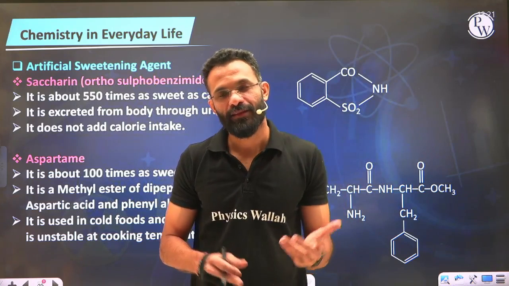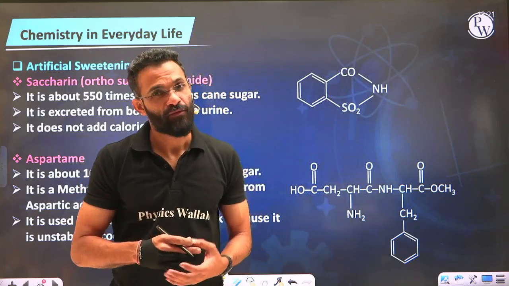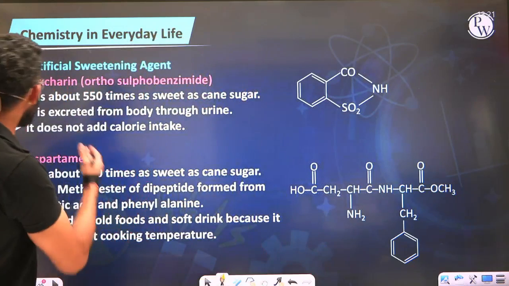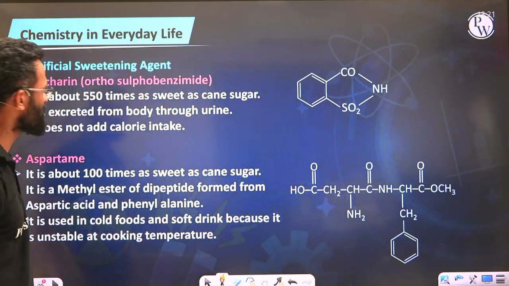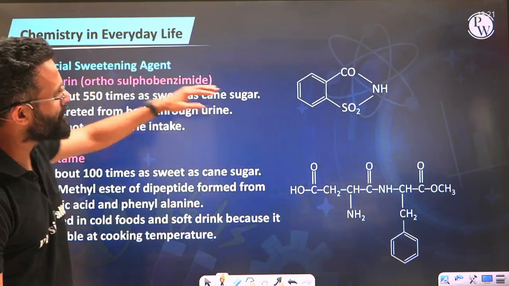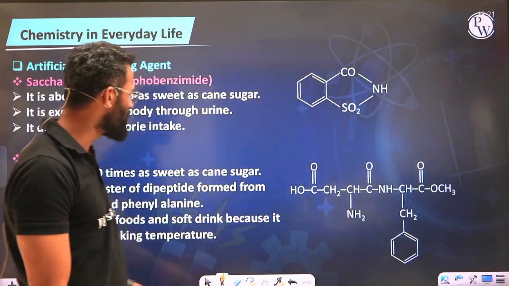So artificial sweeteners give the sweet taste, but they won't add any calories. Among the several examples we study, which are very commonly used by diabetic people, one is saccharin. I'm sure everyone is aware of this. Saccharin is nothing but orthosulfobenzimide. Here is the structure you can see. You can remember this structure, it's pretty simple.